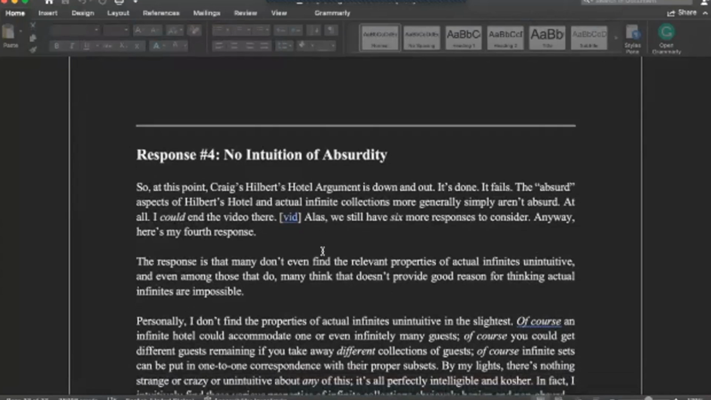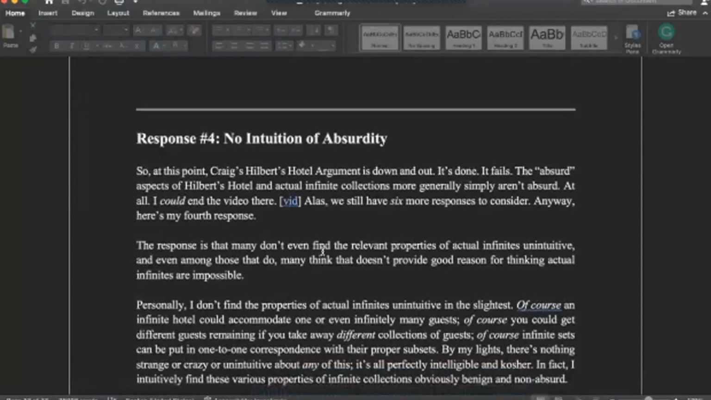So the response is that many don't even find the relevant properties of actual infinites unintuitive. And even among those that do, many think that doesn't provide good reason for thinking actual infinites are impossible. Personally, I don't find the properties of actual infinites unintuitive in the slightest. Of course, an infinite hotel could accommodate one or even infinitely many guests by merely shuffling members around. Of course, you could get different guests remaining if you take away different collections of guests. Of course, infinite sets can be put in one-to-one correspondence with their proper subsets.